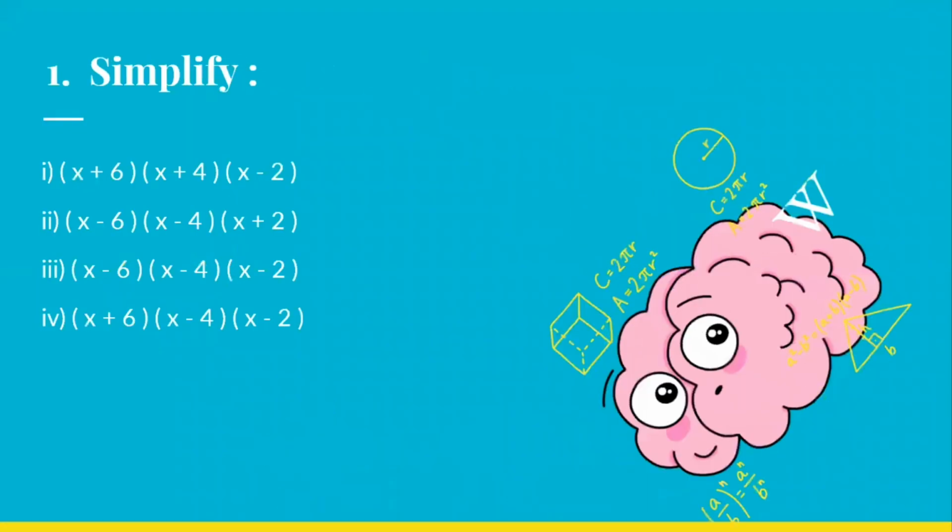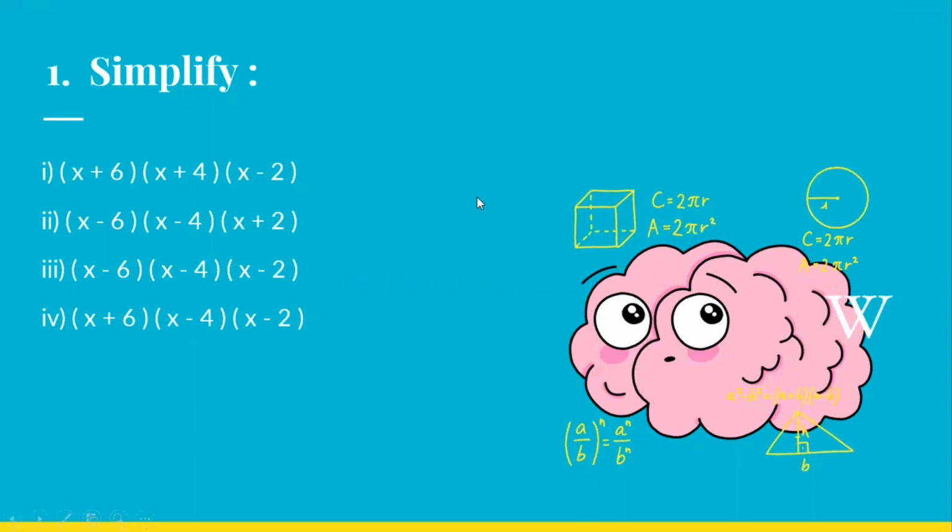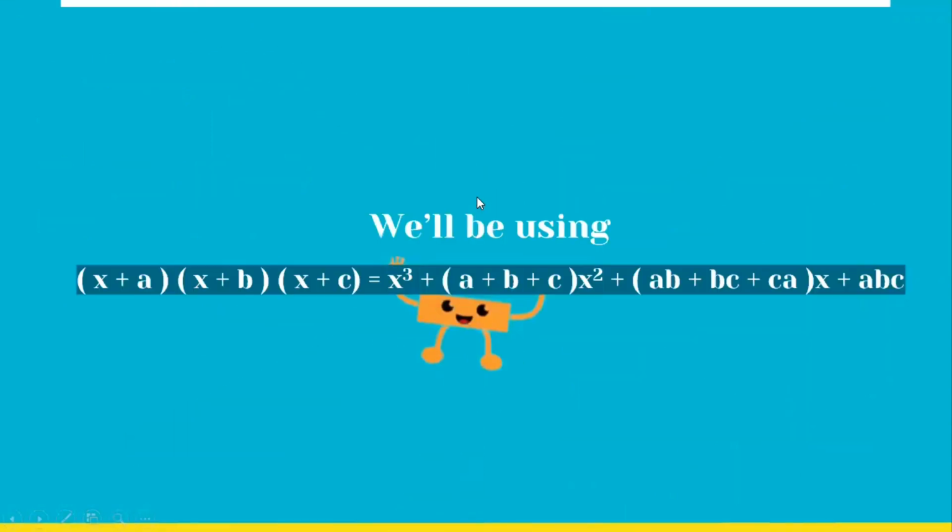As I tell you always, we need to learn the identities, which are very important, children. Simplifying this first question of the exercise with the identity, we will be using the identity here: (x + a)(x + b)(x + c) is x cube plus (a + b + c) into x square plus (ab + bc + ca) multiplied by x plus abc.